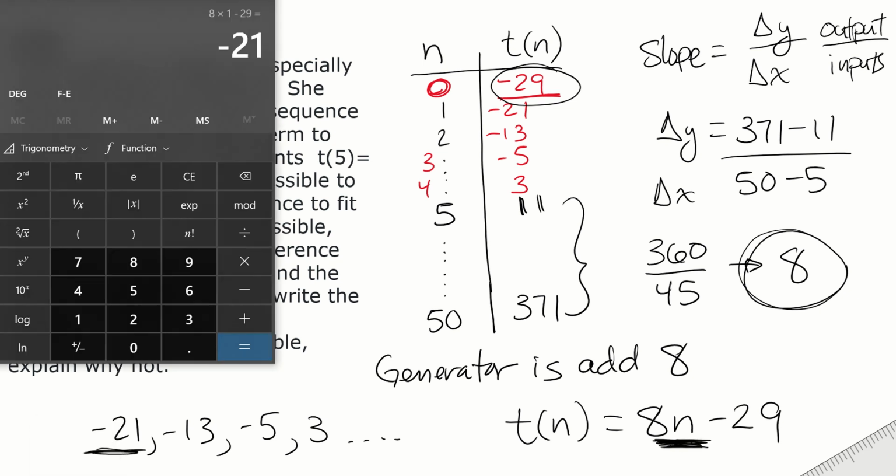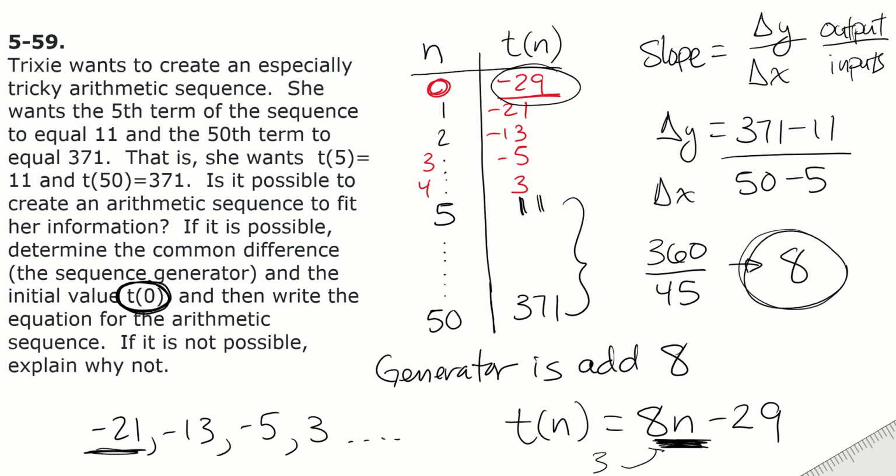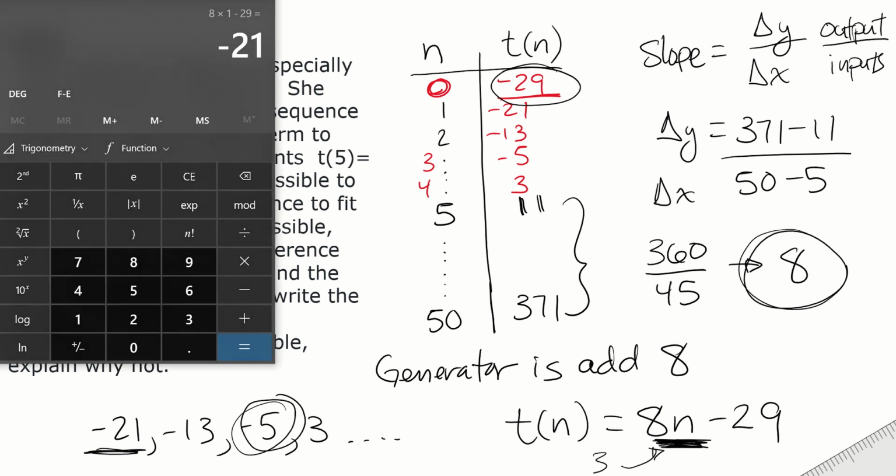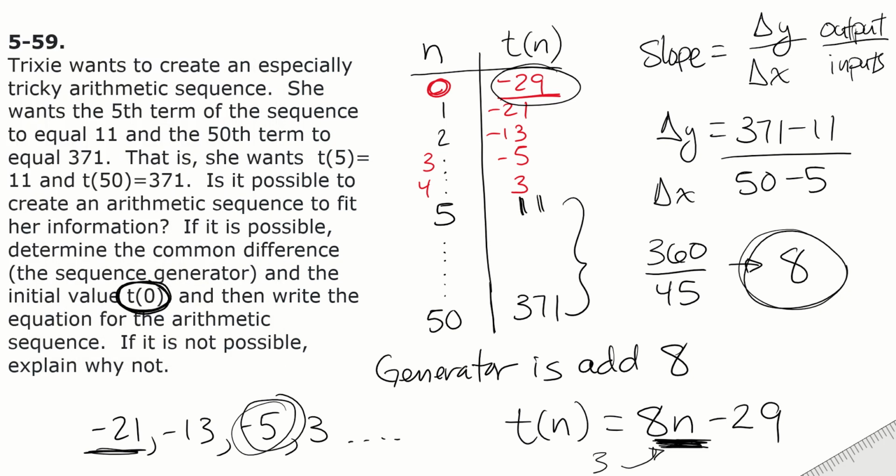Let's do another value. If I want the third term, when I put 3 into this equation, it should give me negative 5. So on the calculator, I would just go 8 times 3 minus 29 equals, and yes, it gives me negative 5. So this is the sequence.